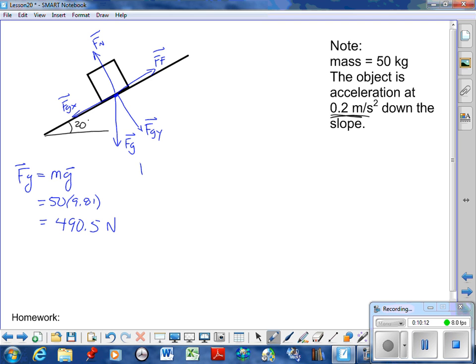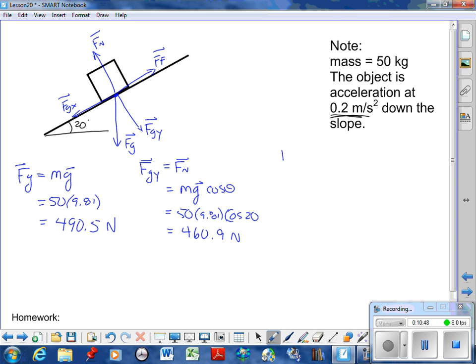Fgy is equal to my normal force, so the only two in that direction. So I'm going to get both of them in this calculation. So that's your mg cos theta. So we have our 50 times 9.81 cos 20. So 50 times the 9.81 again times the 20 cos. And I get 460.9 newtons.